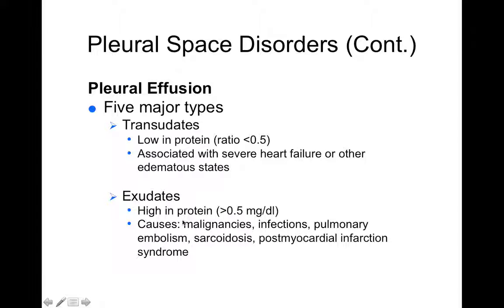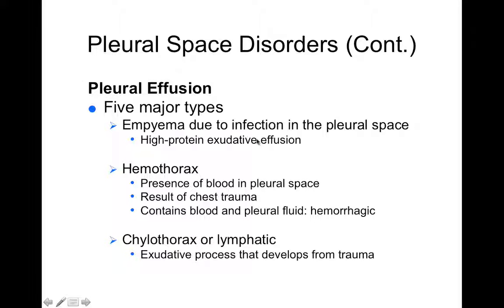Exudate is commonly caused by malignancies, infection, embolism, sarcoidosis, or post-myocardial infarction syndrome. These are higher in protein, and they're associated with direct forms of tissue damage, where protein can end up in that fluid as well. So empyema here is actually due to infection in the pleural space, and it's a high protein exudative effusion. Hemothorax is when you have blood in the pleural space. This can come from chest trauma, like if you get stabbed in the chest, and now blood's leaking into your pleural space. We call it hemothorax, right? But what was another form of hemothorax?